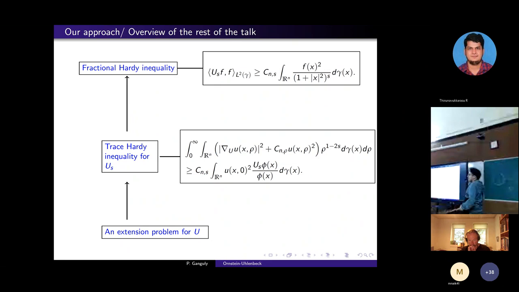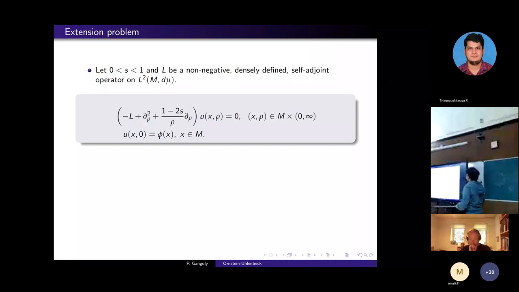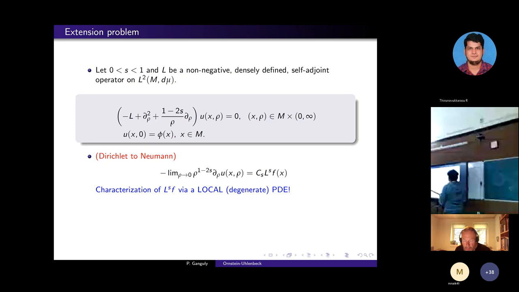So now I will start with a brief introduction to extension problems. Given s between 0 and 1, and L a non-negative densely defined self-adjoint operator on L^2(M, mu), where M is some space that will be made clear later. By an extension problem for L, we will mean this initial value problem, where phi(x) is the initial condition and this is the extension operator for L. Now the main advantage of this extension problem is that we can map the Dirichlet data to the Neumann data and we get the fractional power. The usual fractional power of the operator L can be realized as a map from the Dirichlet to the Neumann data.